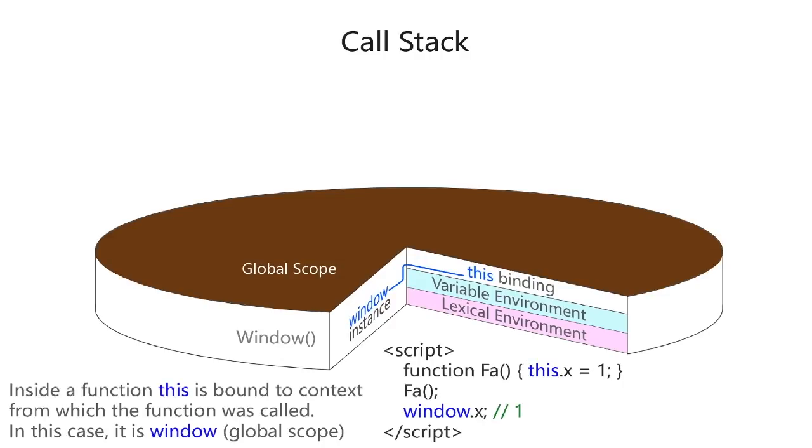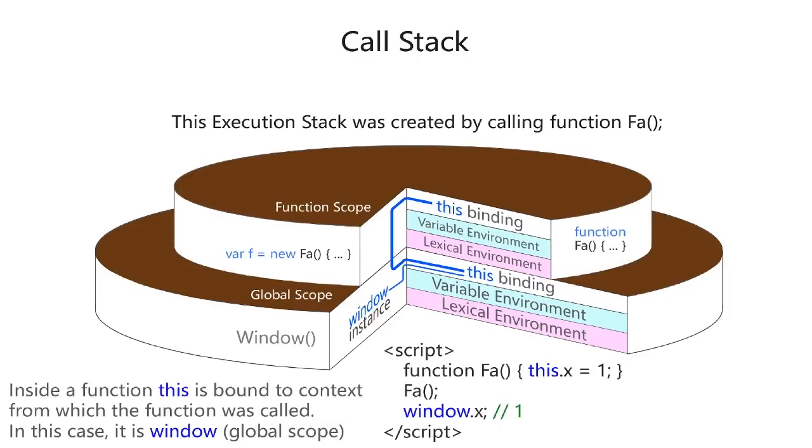So in other words, what I'm saying is, inside a function, this object is bound to the context from which the function was called. In this case, it is window, or global scope. Usually, though, this is not considered a good coding practice, because why would you want the inside scope of a function to have any ties to a global variable? Usually, that's not a very good code design idea. But that's just how JavaScript works on this basic global scope level.